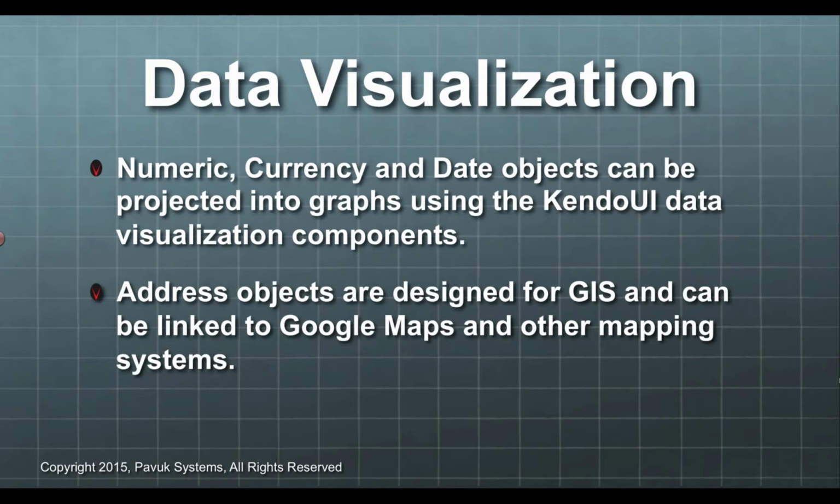Data visualization. Numeric currency and data objects can be projected into graphs using the Kendo UI data visualization components. Address objects are designed for GIS, that is Geospatial Information Systems, and can be linked to Google Maps and to other mapping systems.